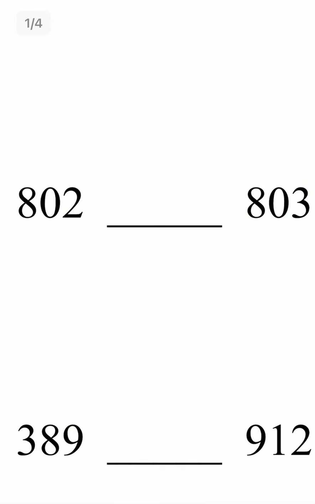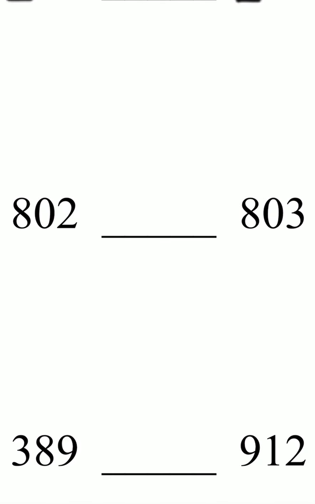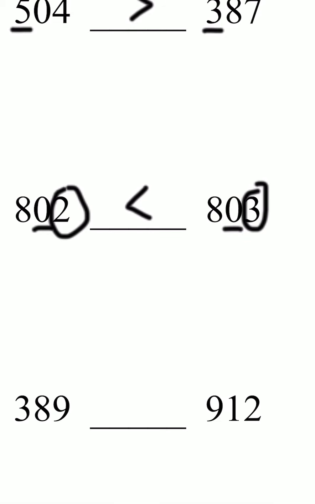Let's look at number 2. For number 2, we have the same number for the hundreds place. So we have to look at the tens place, but the tens place are also equal. So now we have to look at the ones place, which is 2 and 3. But since 3 is larger than 2, we have to put this sign to show that 803 is larger than 802.